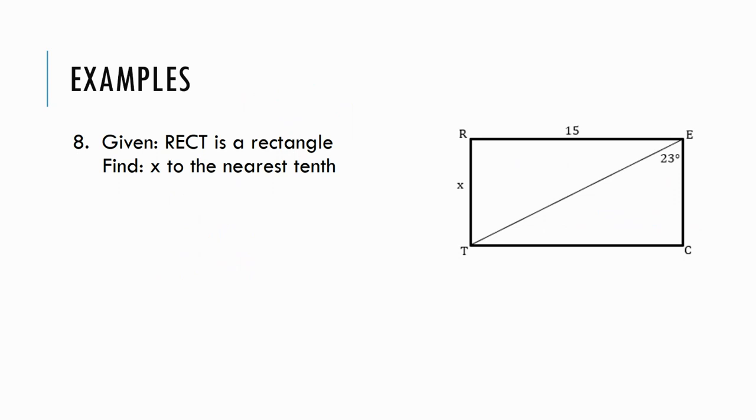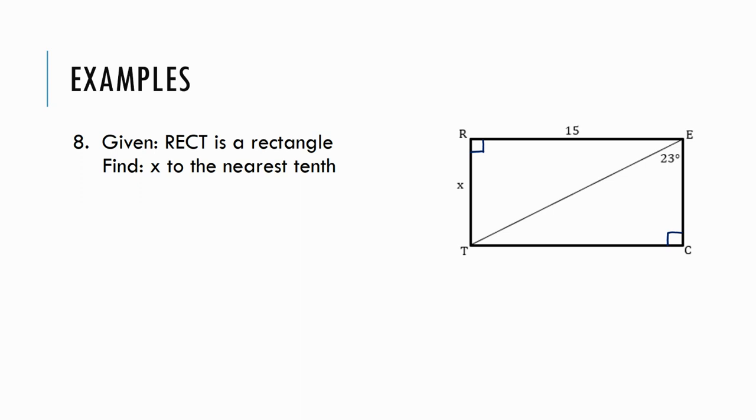All right, here is our, I believe this is our last one. So here we are given a rectangle. We want to find X to the nearest 10th. So notice that when we're given a rectangle, a couple of things we want to remember. We have right angles in a rectangle. Notice how there is a diagonal being drawn. So right now I see two different right triangles.